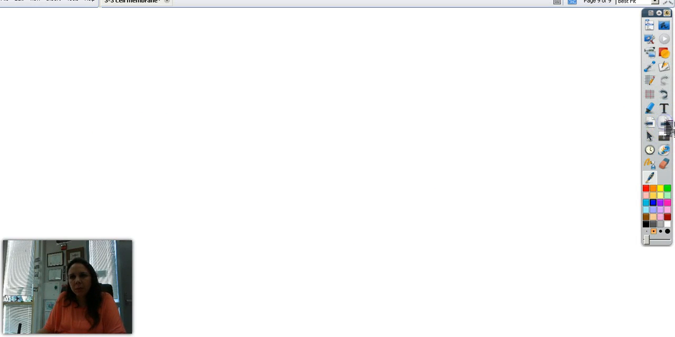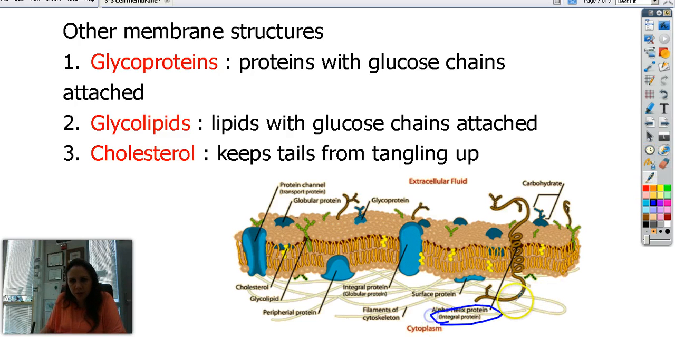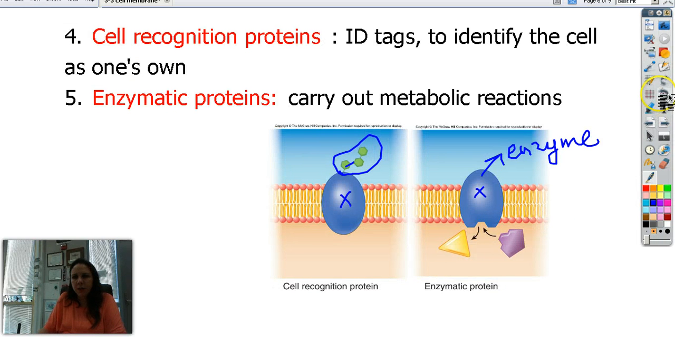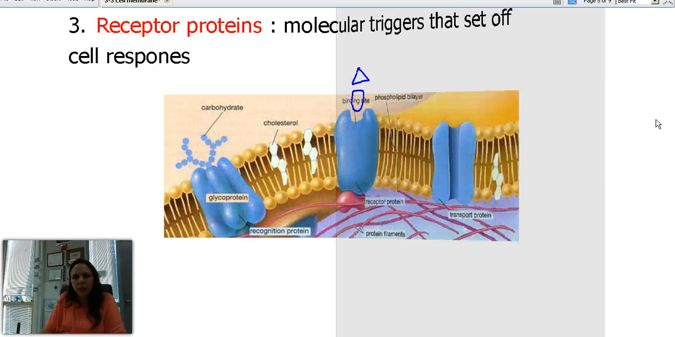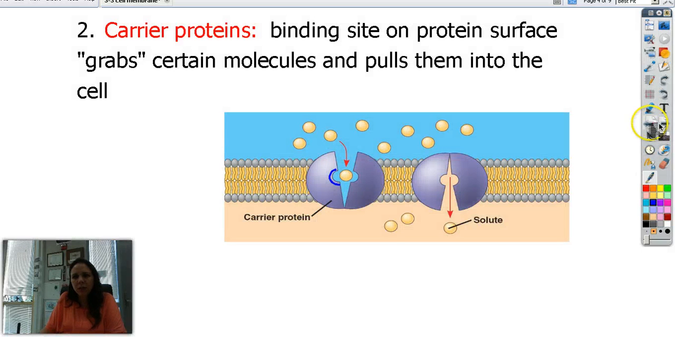Yes, that's it. On this one, you don't need to worry about this guy, the alpha helix protein, this little wormy dude. Just know the difference between glycoproteins, glycolipids and cholesterols, which are found in here. You need to know the 5 different types of proteins that can be found inside of the cell membrane. If I gave you a drawing of one or told you what it did, you should be able to figure that out.